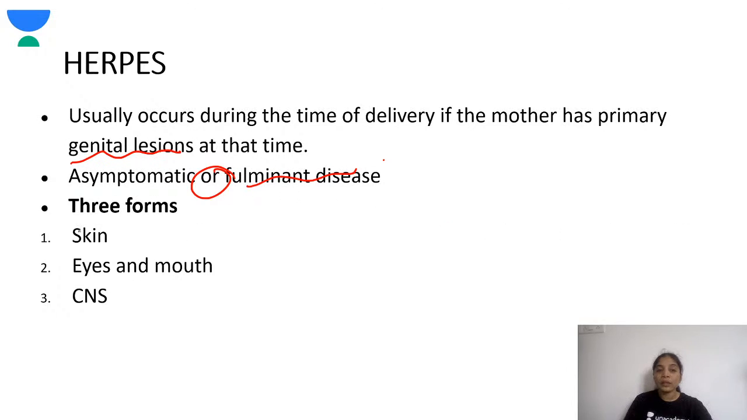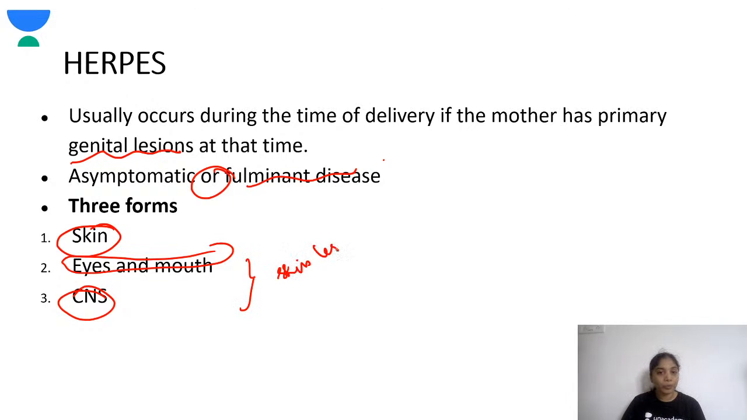This could be in three forms. One is the skin can be affected, and then there are the eyes and mouth which are involved, and the CNS also, like there could be meningitis and encephalitis. These two also have skin lesions. And these two conditions are the more serious forms.